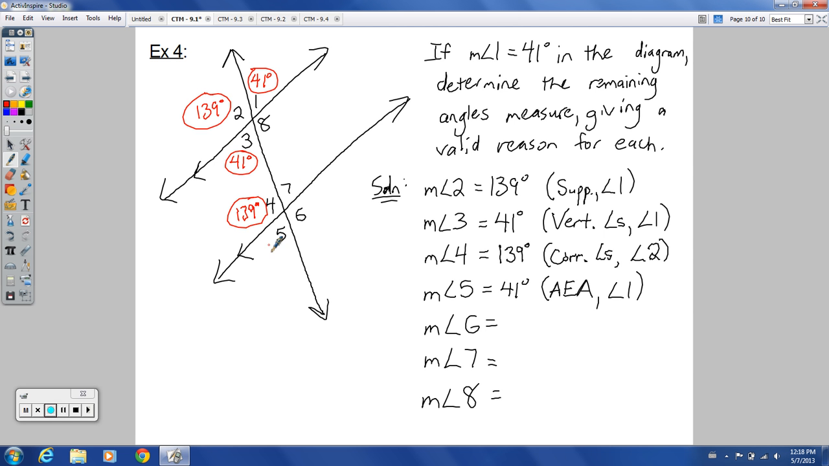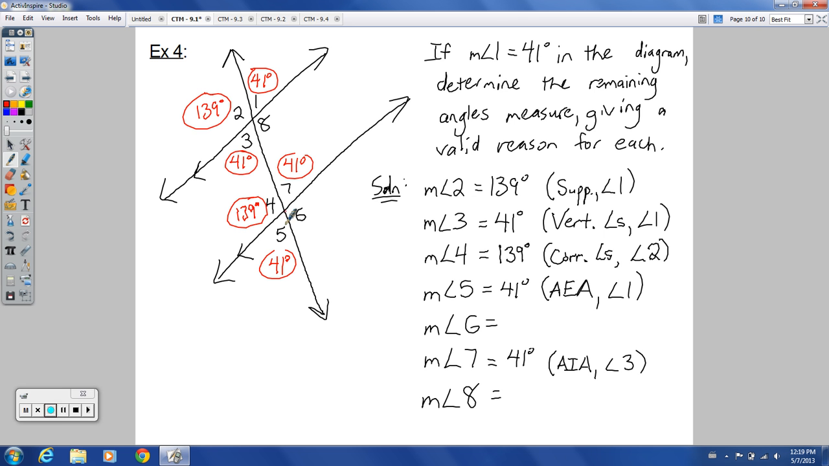Let's fill in that this would be 41 degrees then. And let's continue to try to give some different valid reasons. I'll skip down to number 7 here, angle 7. I know that this one and this one are on alternate sides of the transversal and they're interior instead. So let's use that as a reason for angle 7, that this would be 41 degrees. This would be alternate interior with angle 3 right there. So I'll fill that in.